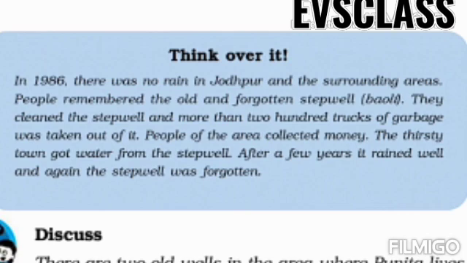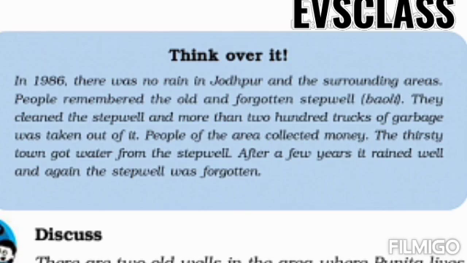That means so much garbage was there in the step well. So people of the area collected money for the cleaning, and the thirsty town got water from the step well. Understood? So see, after a few years, it rained well, when the situation is very good and the rain is good, again the step well was forgotten.